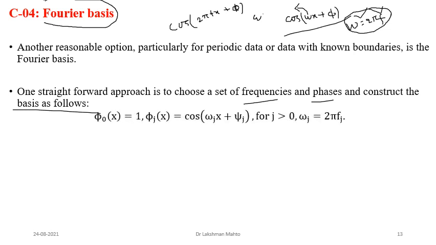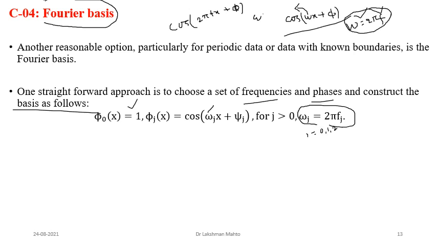How are we constructing a basis function? If you're just going for a cosine kind of basis function, then phi naught of x would be just 1. Phi j of x would be cosine of omega j x plus psi j. Omega j, again I am calling the angular frequency, and psi j is your phase, and the relation I had already expressed. You can take the value of j from 0 up to n.